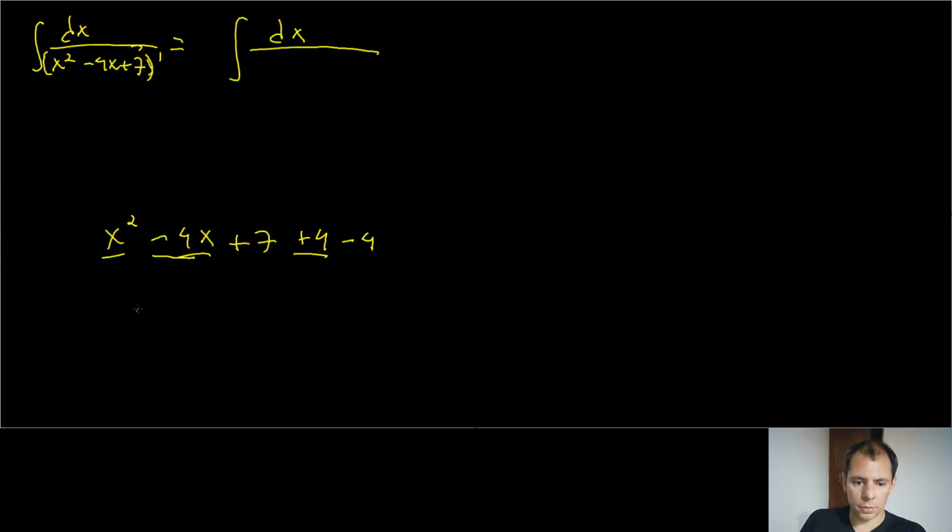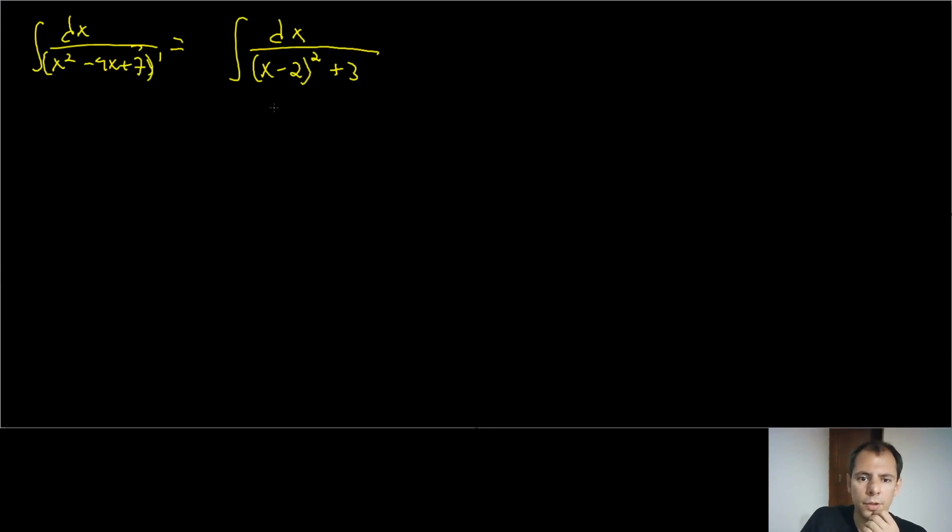Now you have to worry about the sign. These 3 terms are going to be x minus 2 squared. So you have x minus 2 squared, and what are you left with? Plus 7 minus 4, so plus 3.